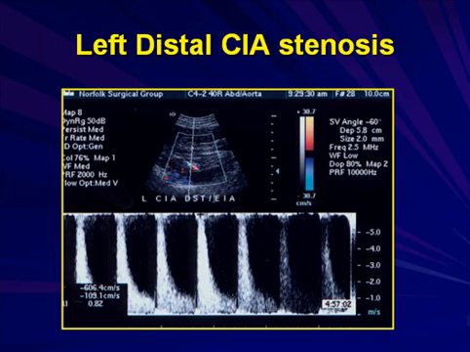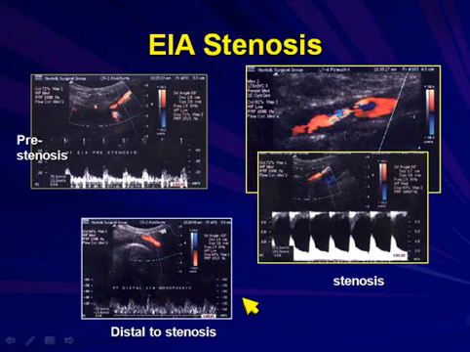Here's another example of a severe common iliac artery stenosis over 600 centimeters per second. It's aortic, and the loss of the reverse flow component, certainly a very stenotic. Here's an example of an external iliac stenosis.